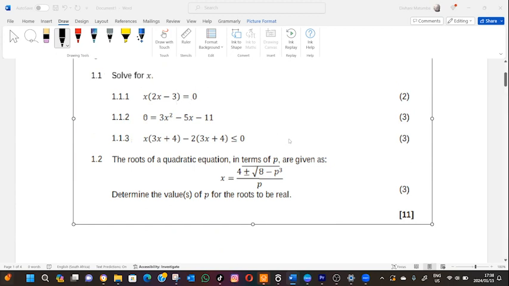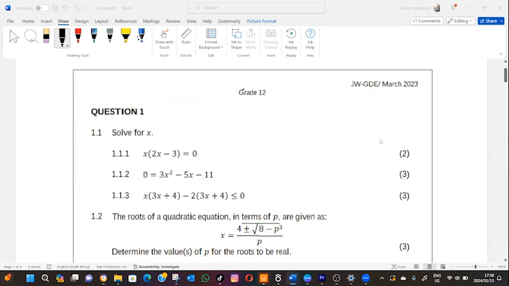Now, today I'm going to be teaching you guys algebra, whereby we're going to be solving equations. Now, the first equation is what you're going to see on the screen. Now, for those who don't know, we're going to be starting with the March test papers. I'm going to start with last year's paper for Gauteng.